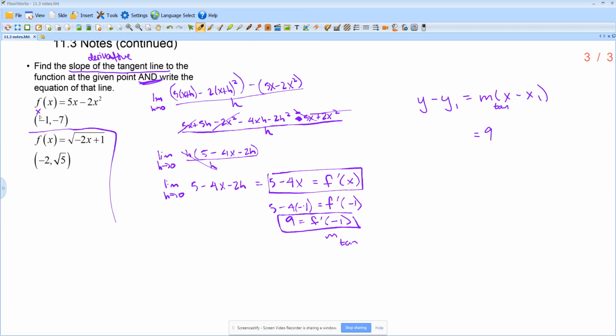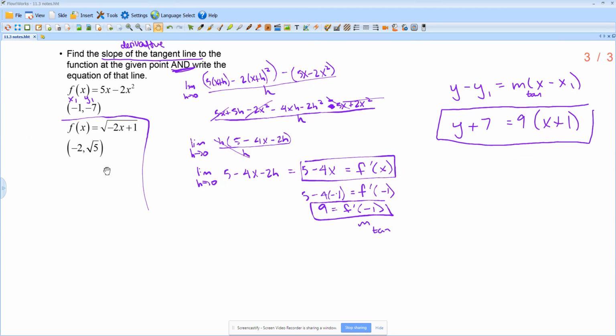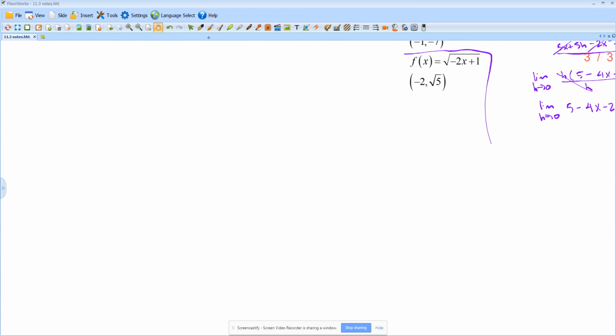Then I have x1 and y1 to substitute in. So this would be y plus 7 is equal to 9 times x plus 1. And we won't have you put it in y equals mx plus b form because you've already done so much. This is fine. This is the equation of the line that is tangent to this point on this equation. There's a lot that's packed into that. All right, we're going to do one more. Super fun. You're hanging on there.